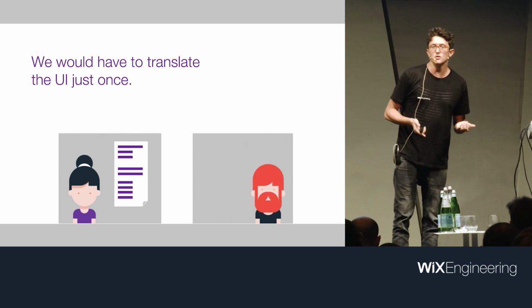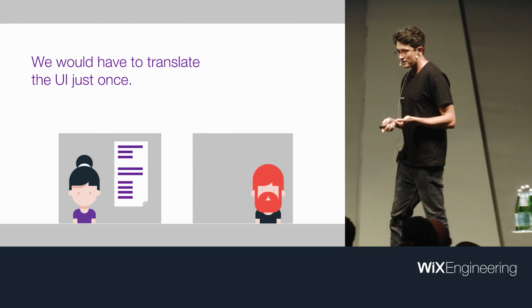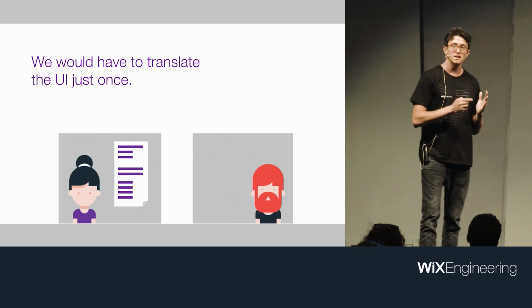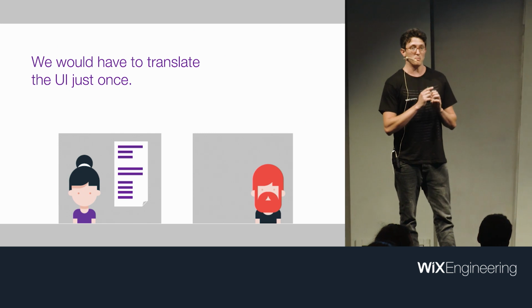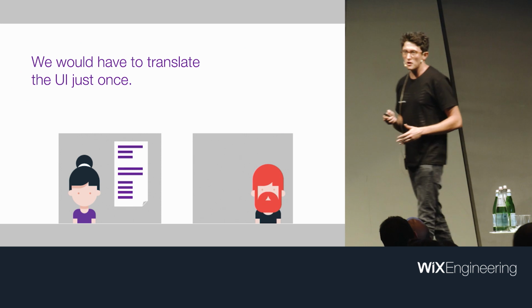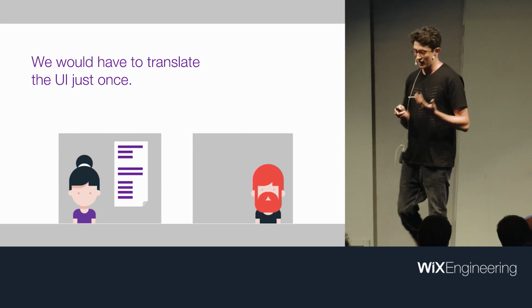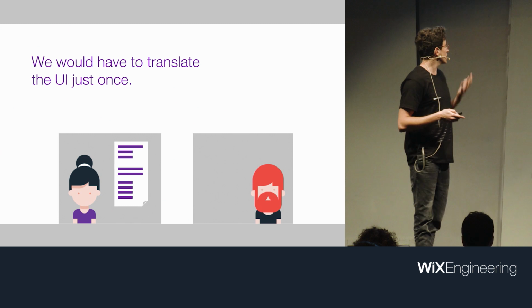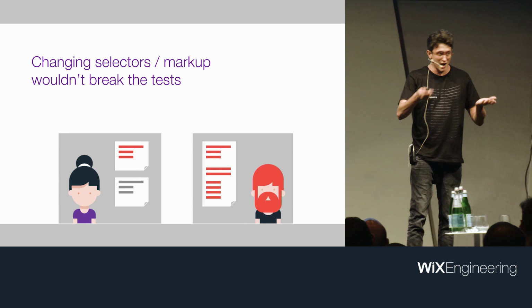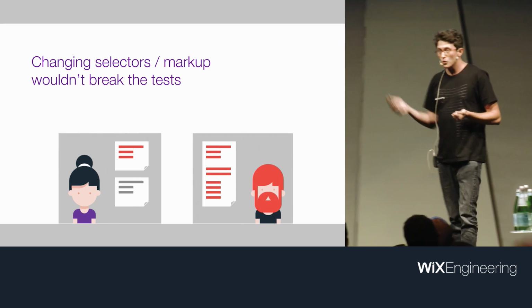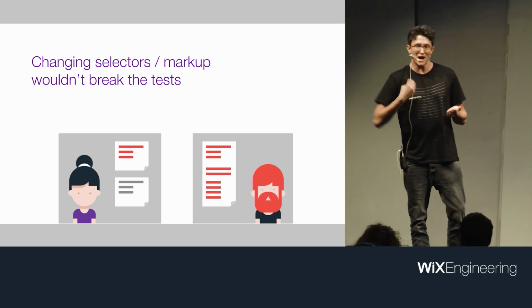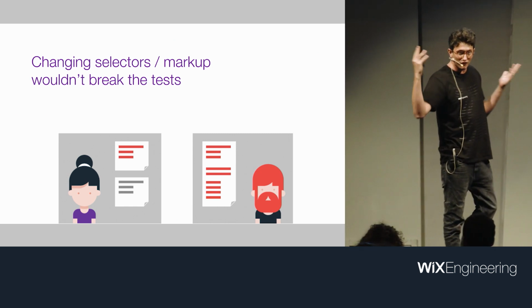Dave and Anna will need to translate the UI just once. This hard task, translating the UI into a driver, is hard, and most of us don't necessarily invest enough effort in writing good drivers. So joining forces can make it easier. Changing selectors and markup, what Shachar said, wouldn't break the test, because if I change a selector in my code and I fix my test, it will also automatically fix the end-to-end test.